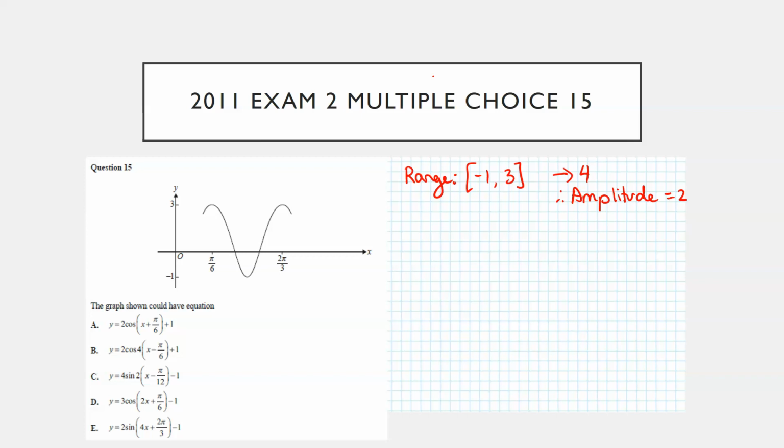What does that tell us? Well, it tells us that we can immediately eliminate C and D as options, since they have an amplitude of 4 and of 3 respectively. Next up, we can also see that it's been shifted up by 1.